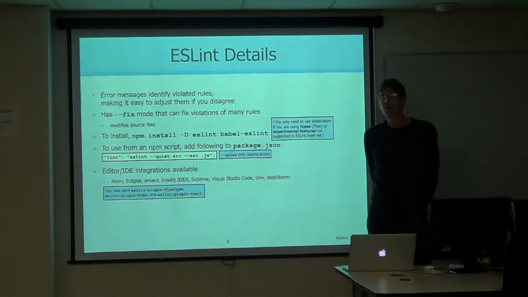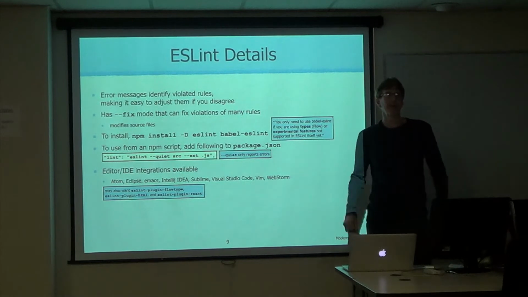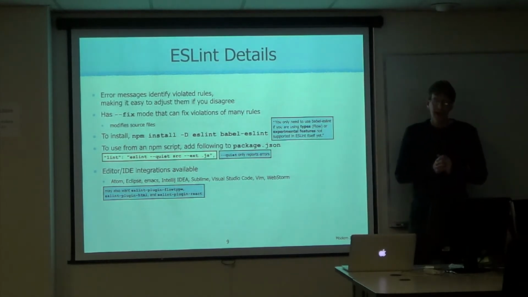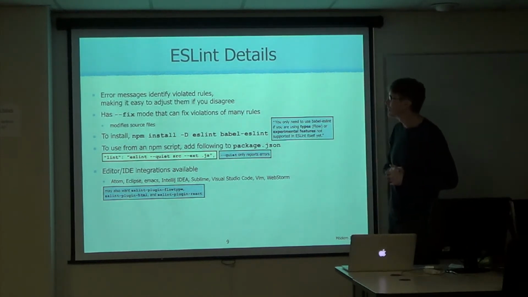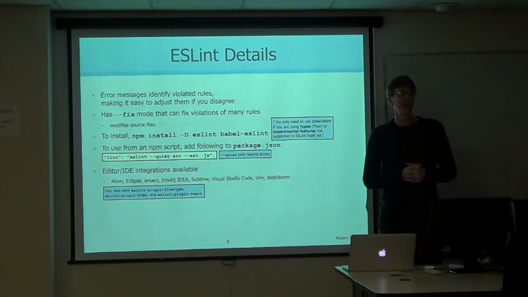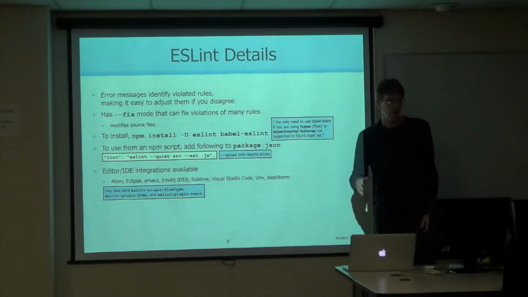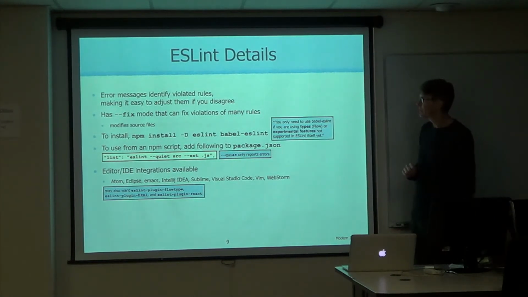And that way, you can say, oh, I don't agree with that rule. I'm going to configure that one differently, and you know exactly which one to change. It has a --fix mode that can fix a lot of violations. So rather than it just saying, hey, you forgot a semicolon, it can put the semicolon in for you. So a lot of rules have a fix mode like that.